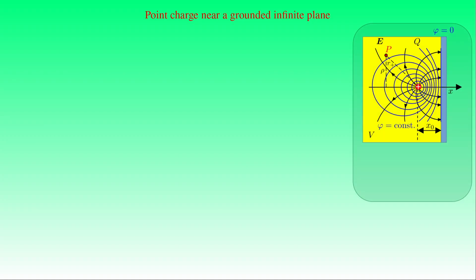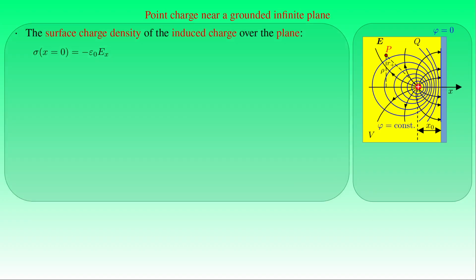As was seen in the previous examples, the surface charge density of the induced charge over the infinite grounded plane is given by the product of the vacuum permittivity and the normal component of the electric field. That is, the surface charge density sigma evaluated at x equals 0 is equal to minus epsilon naught times the x component of the electric field strength evaluated at x equals 0.